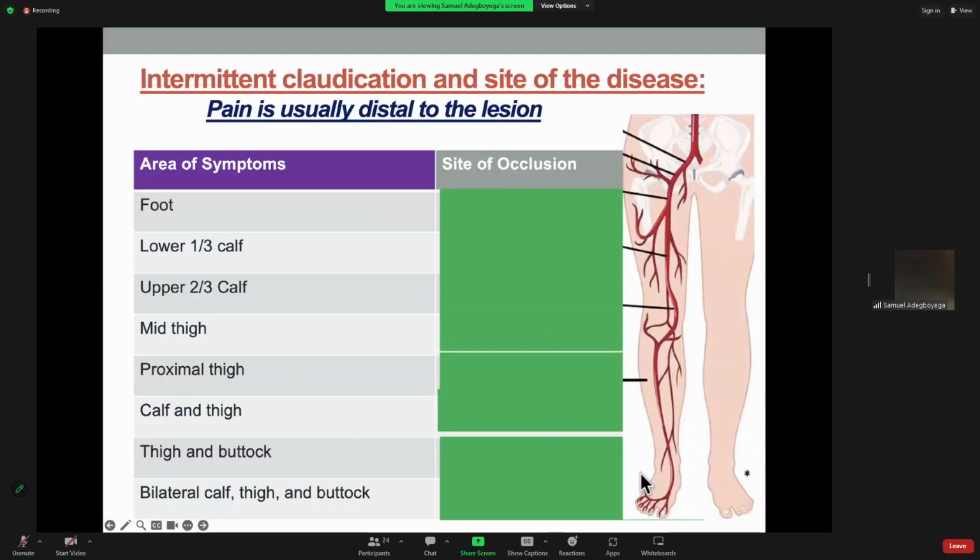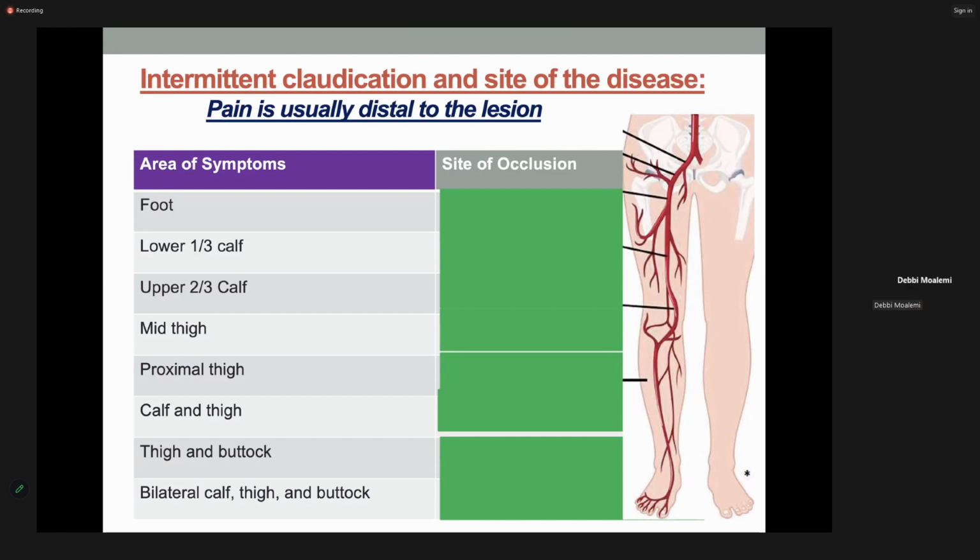Are we good now? I think that was the issue on the exam. I just want to make sure you guys are good. So if I say calf pain, patient's having calf pain, where could be the immediate site of occlusion? SFA or popliteal. It's SFA.